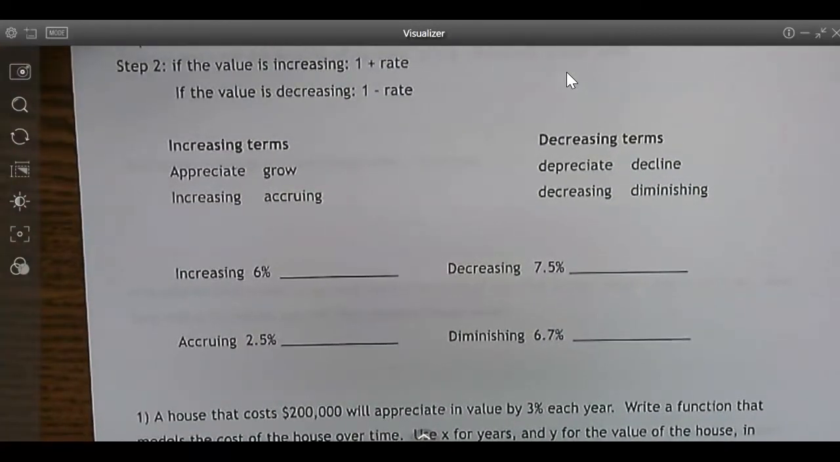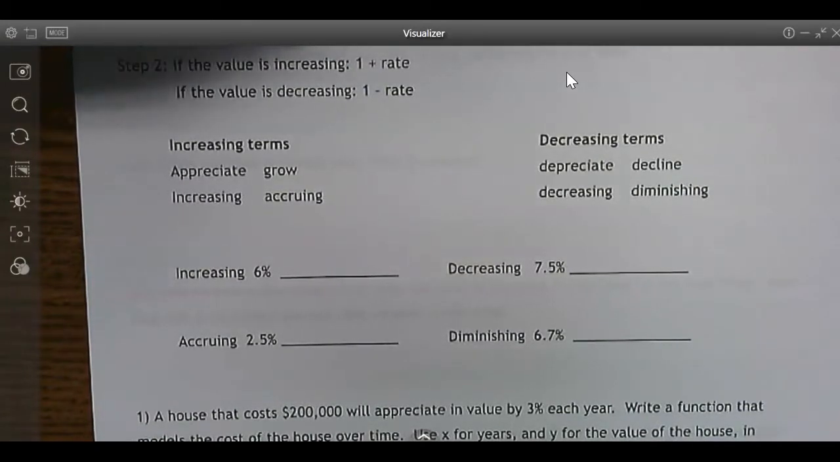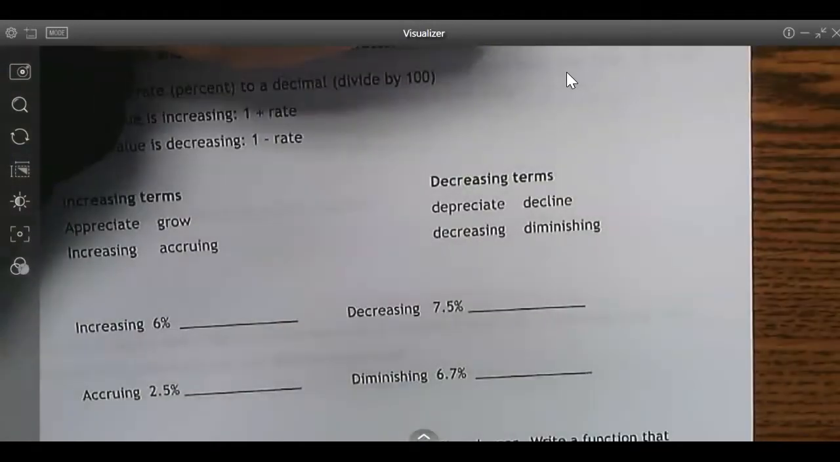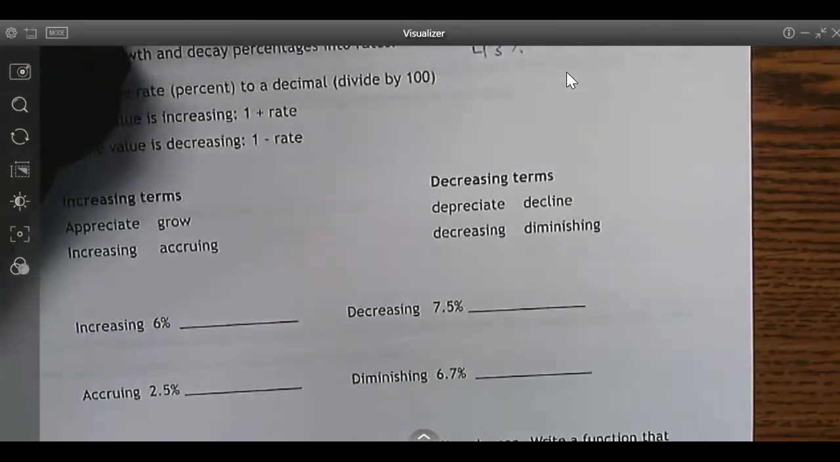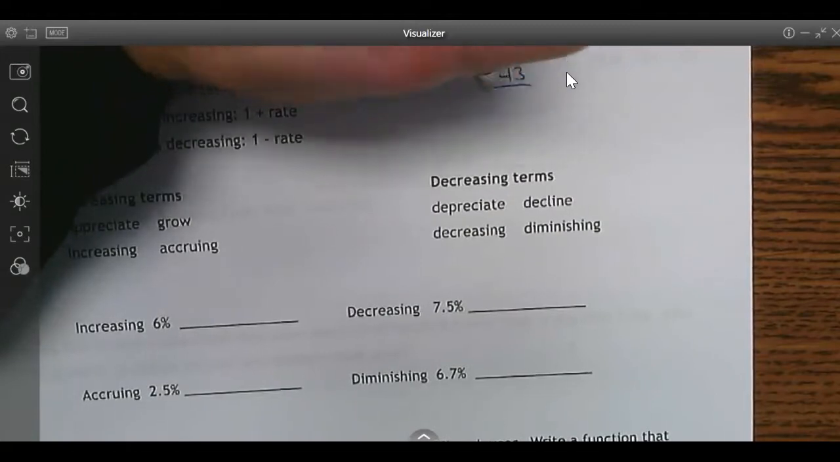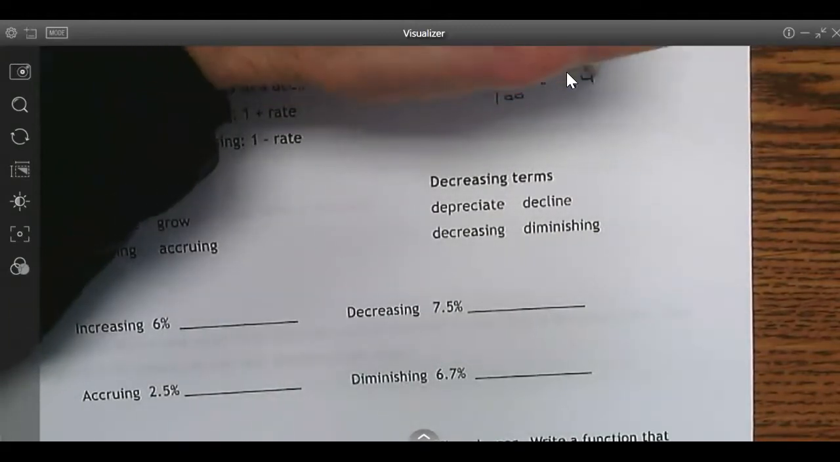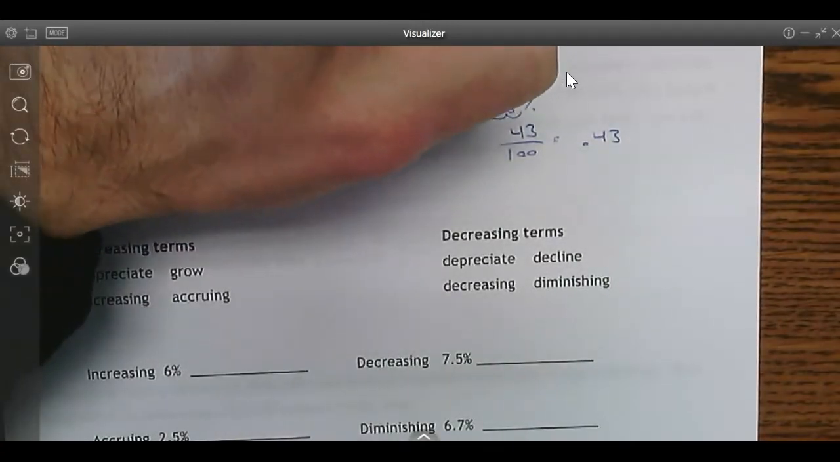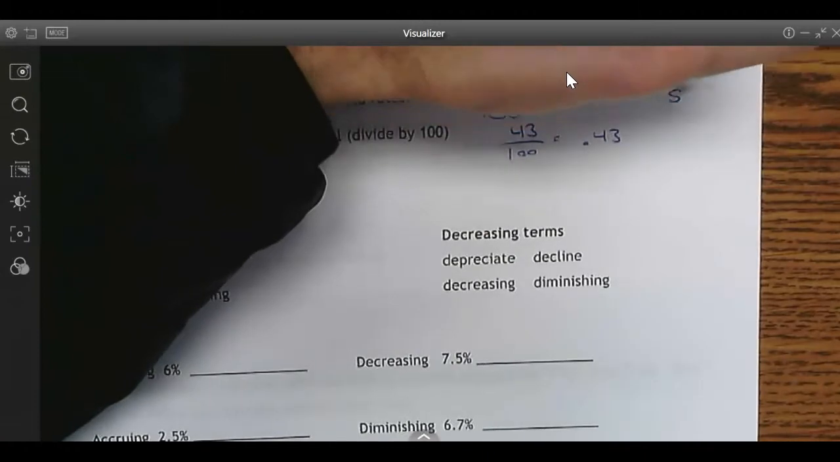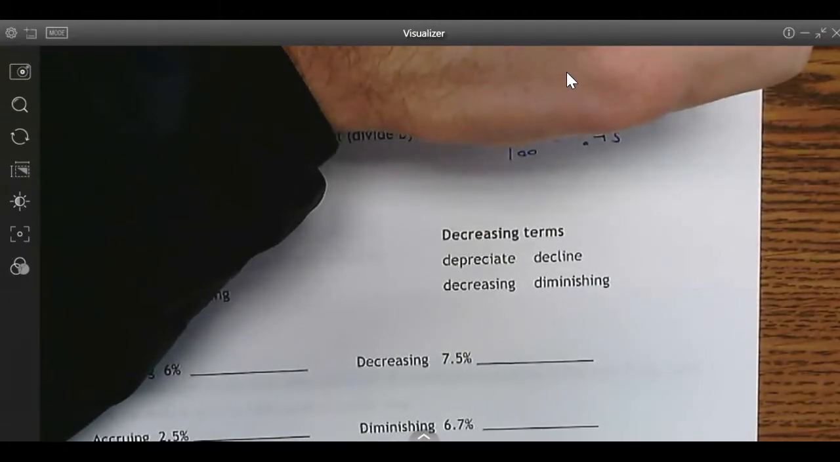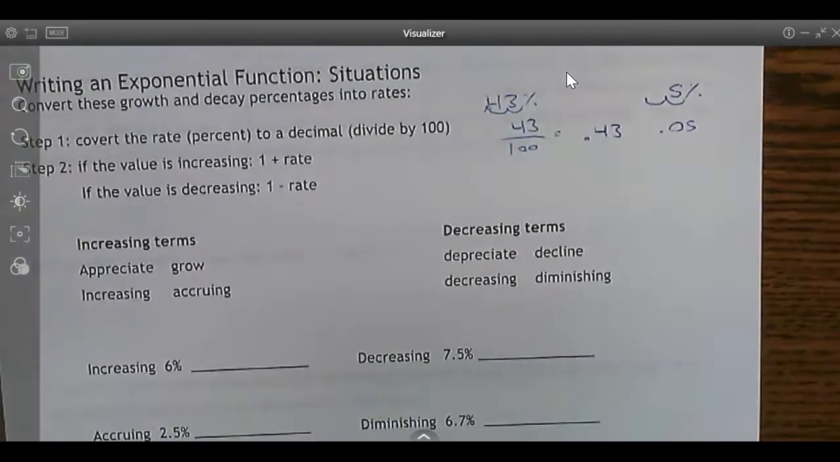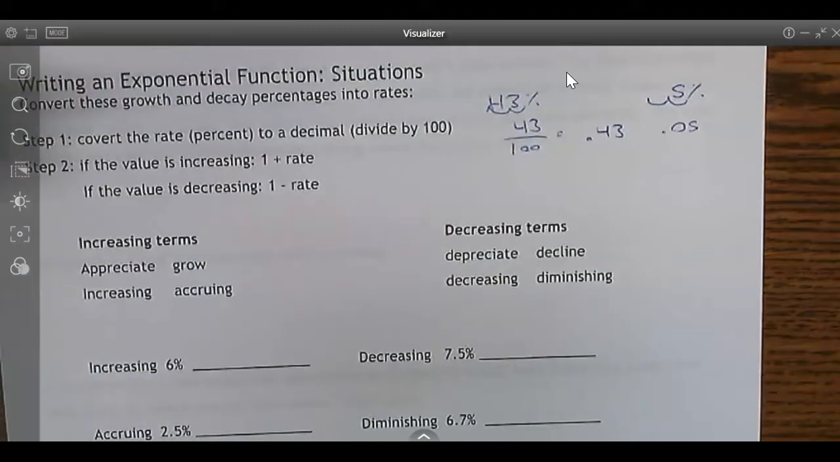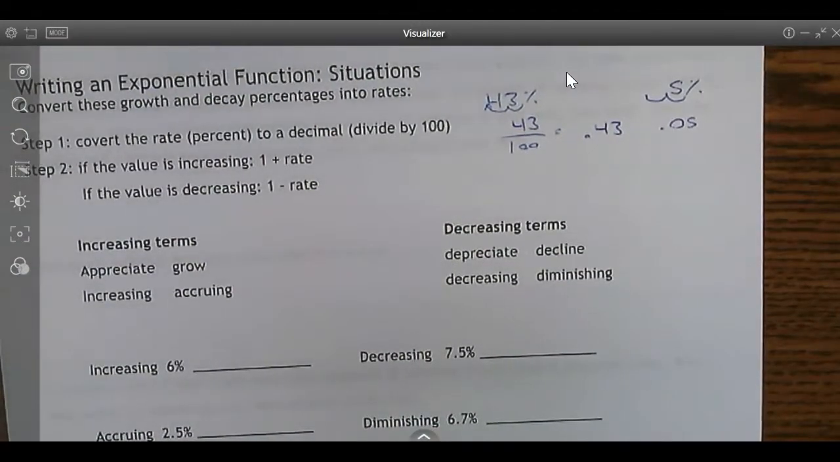So now we're going to write exponential functions. Step 1 is converting the percent rate to a decimal by dividing by 100. So if I have 43%, I'm going to take 43 divided by 100, and this becomes 0.43. Essentially, I'm taking the decimal point and moving it 2 places to the left. If I have 5% and I move the decimal 2 places to the left, 0.05. So whether you use your calculator or move the decimal place as I've shown you here, use one of those 2 strategies.